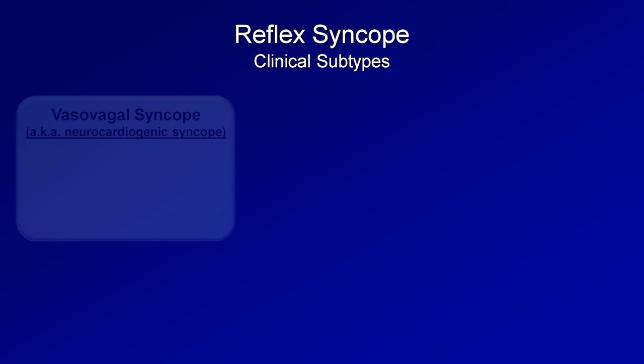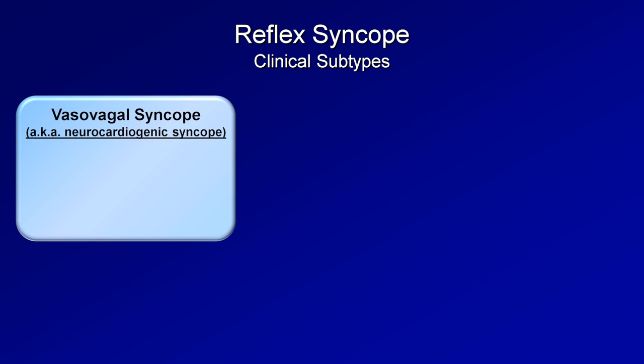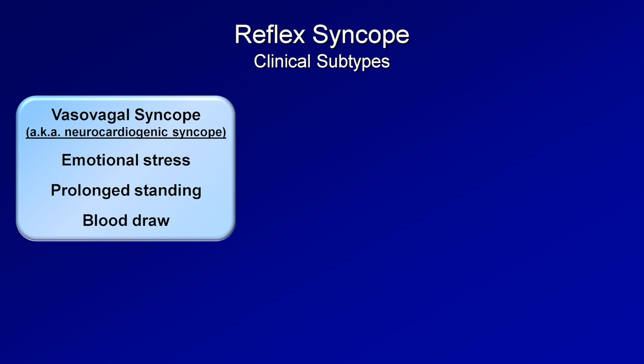First, what is commonly known as vasovagal syncope, but occasionally as neurocardiogenic syncope. Vasovagal syncope can be triggered by emotional stress, for example, when a person passes out upon hearing bad news. It can also be triggered by prolonged standing, as might occur during a school performance or during a long wedding. When a patient syncopizes during the process of having their blood drawn, this is also vasovagal syncope.